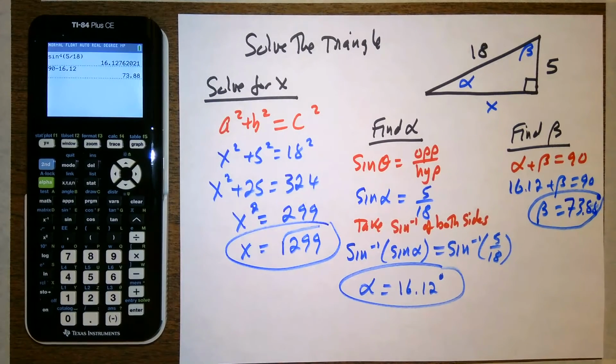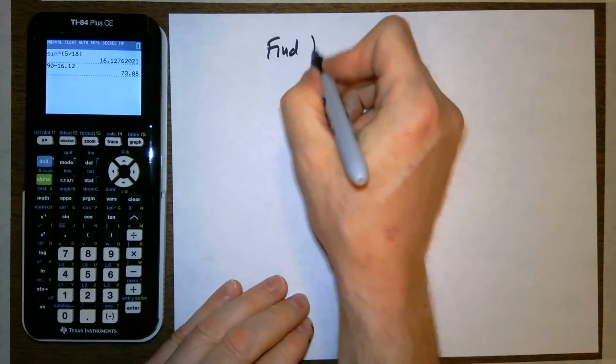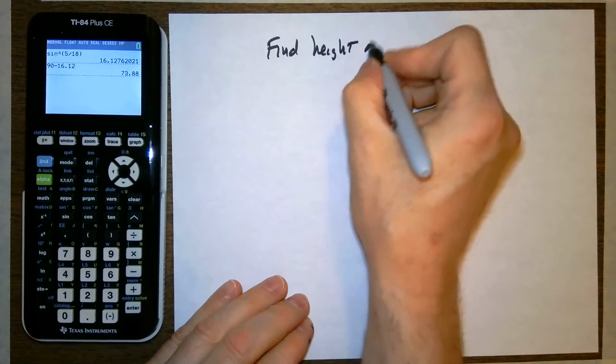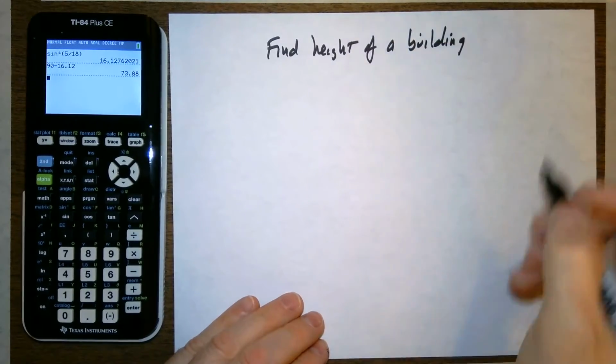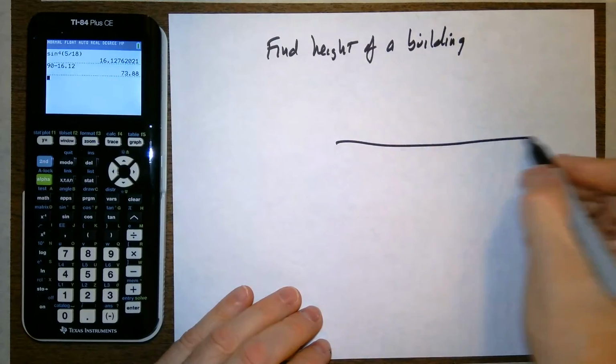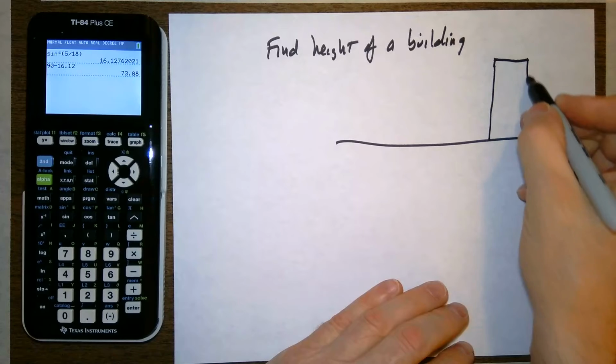So that's solving a triangle, finding all the different missing and interesting parts of a triangle. Now let's take a look at an application of this, a word problem dealing with this. The actual work we're going to do is very similar, but the setup's going to be a little bit different. In the first case, I want to find the height of a building. And here's the scenario. I've got the ground level here. Here is my building.